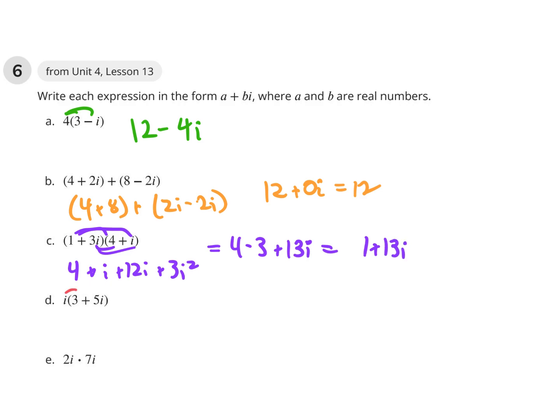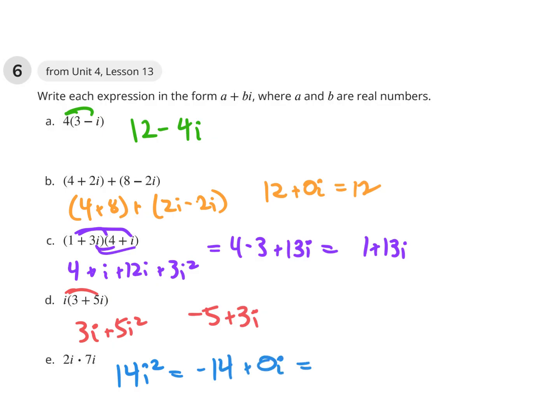Okay, distribute. We get 3i plus 5i squared. i squared is -1, so you get -5 plus 3i. And then coming back around, 2i times 7i is 14i squared, which gives us -14, because i squared is -1, plus 0i, which equals -14. All right.